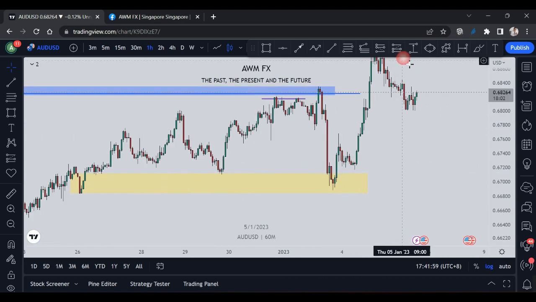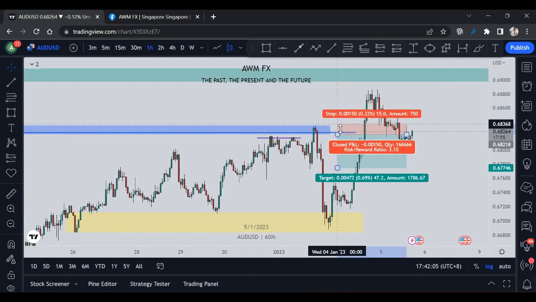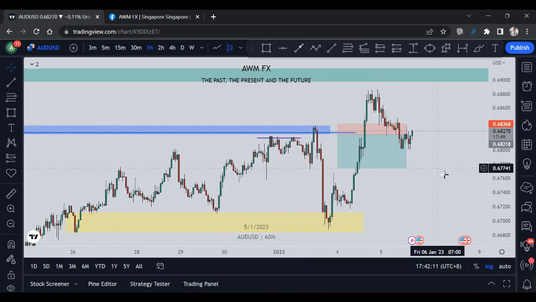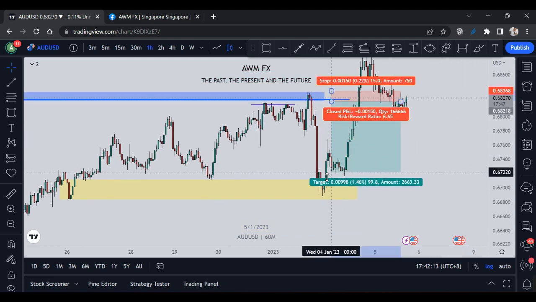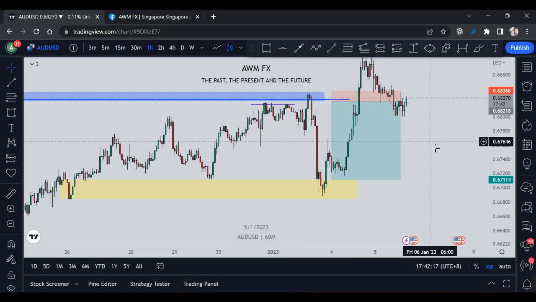This has actually turned out to be an excellent type of trade. If you were able to trade this, let's assume that you add in a little bit of spread, maybe 15 pips, then this will turn out to be an excellent 1-to-7 risk reward ratio trade.